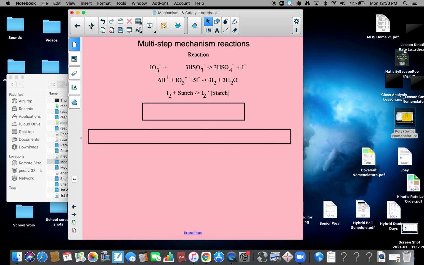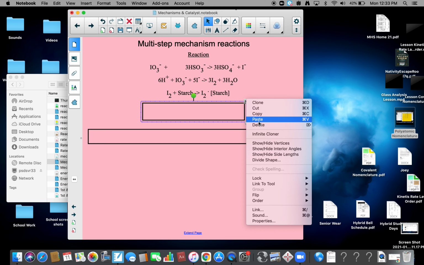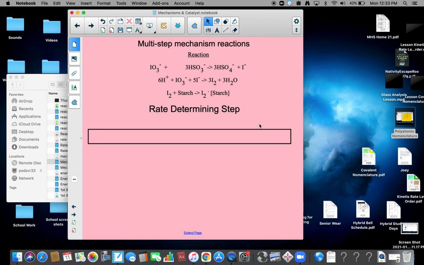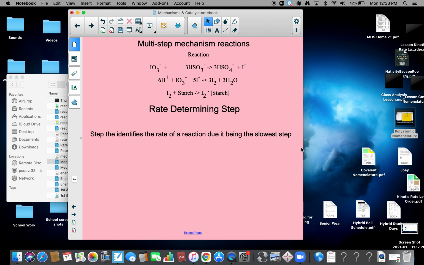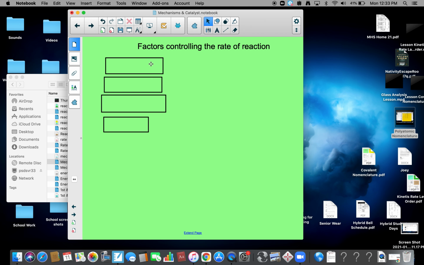All right, now, we can also have a multi-step mechanism reaction. We have multiple steps. So how do we know when the reaction takes place? We want to identify what's called the rate determining step. What is a rate determining step? The rate determining step is the step that identifies the rate of the reaction by being the slowest step, the one that generates the slowest speed. In this particular example, and I'll show you an example of this in class, the second step, the formation of iodine, is our rate determining step. It's our slowest step.